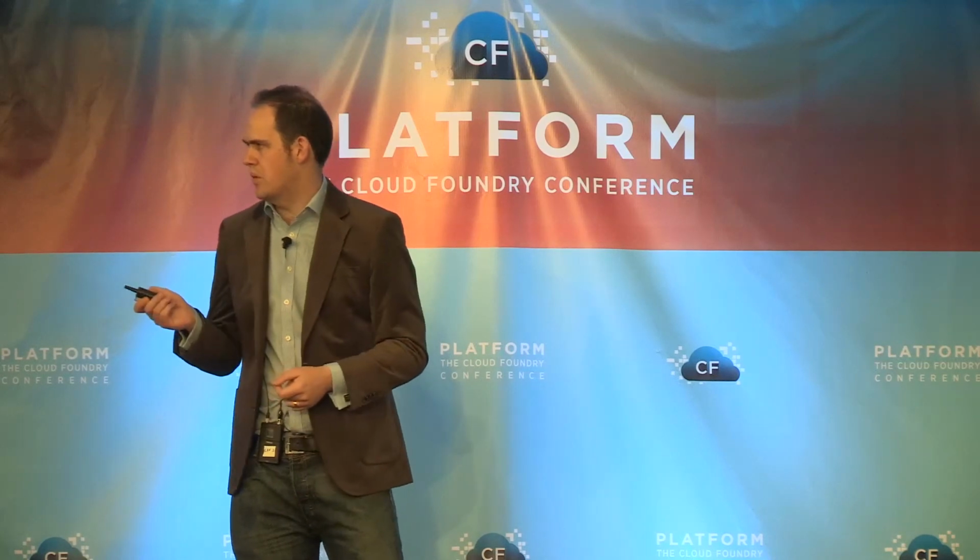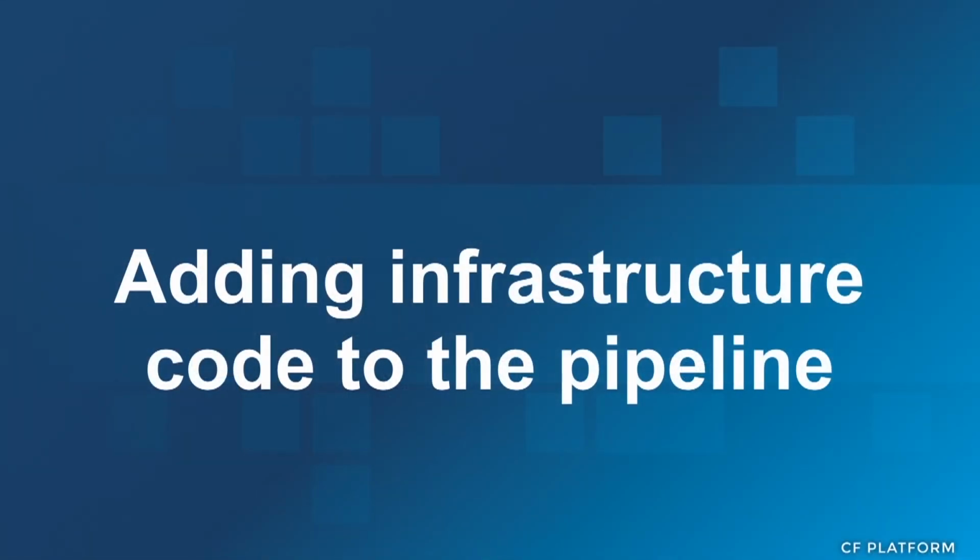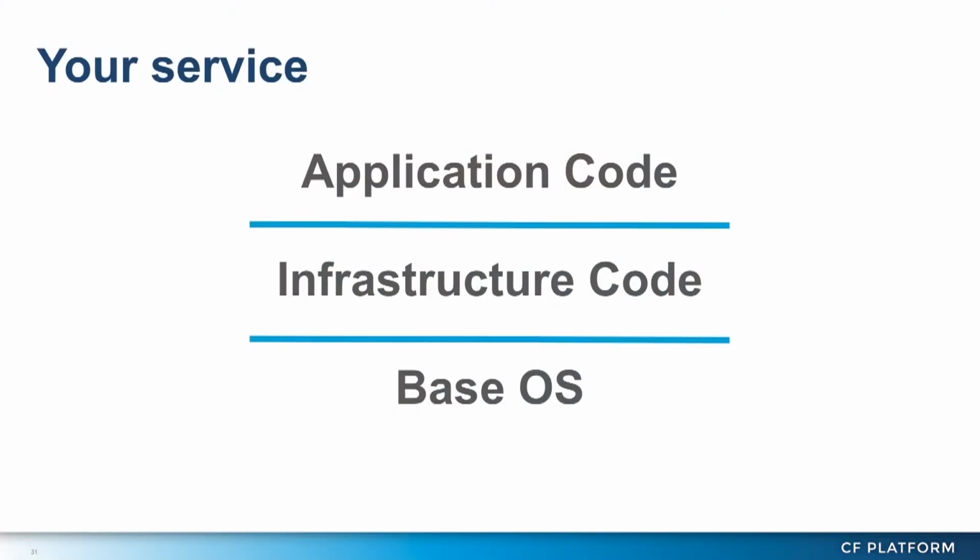So we've talked about application code quite a bit. I want to talk a little bit about how we can now apply the same principles we talked about to infrastructure code. So this is your service, right? At the top, we've got our application code. In the middle, we've got our infrastructure code. And at the bottom, we've got our base OS. So in Cloud Foundry jargon, the bottom one is our Bosch stemcell, right?